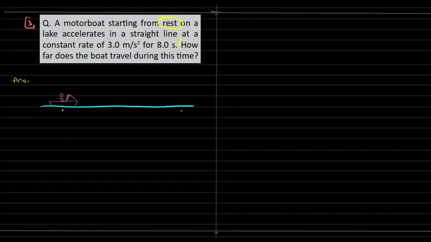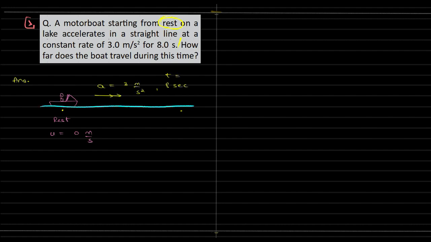It seems they start from rest. That's what I marked. So rest means what? Your initial velocity is zero, and it's been accelerated. So a is equal to 3 meters per second squared for a time period of 8 seconds. So that is your time period.